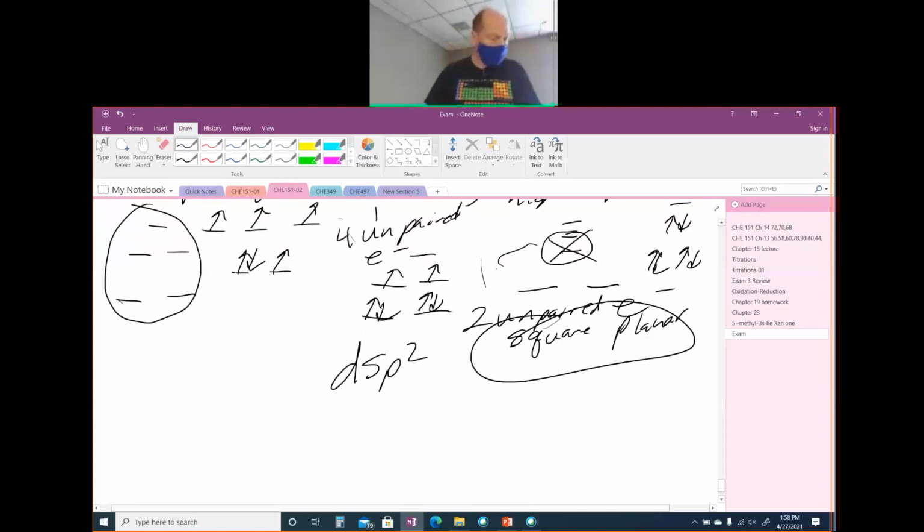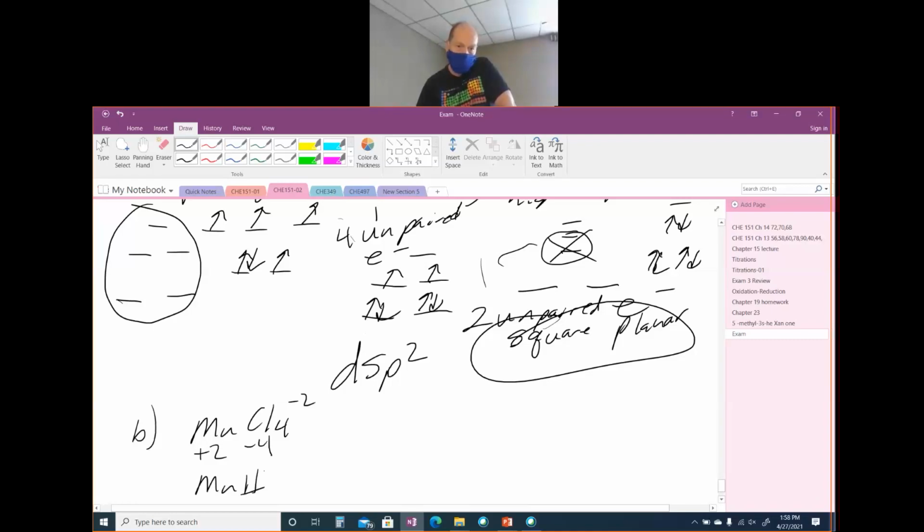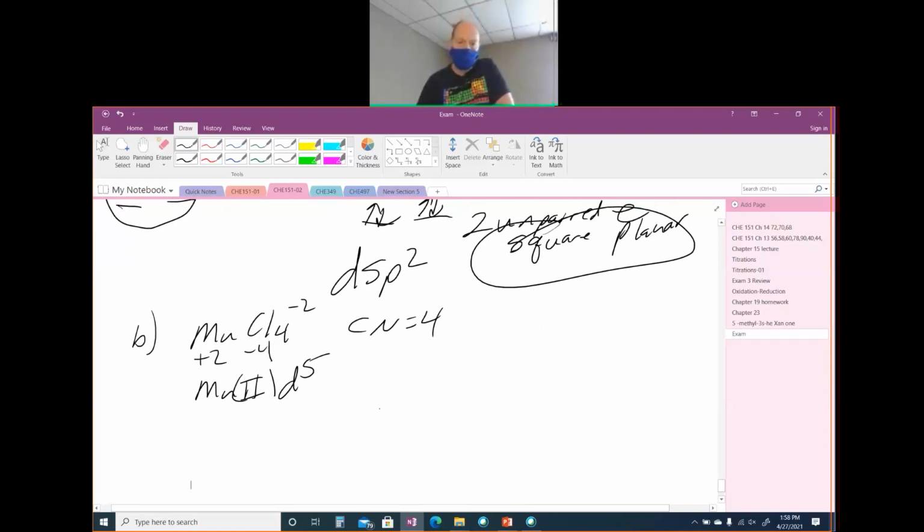All right, MnCl4 minus 2. Part B. That's minus 4, that's plus 2 to give an overall of minus 2. Mn plus 2, the number on top is a 7, so Mn2 is D5. Coordination number is 4. All right, and so we put in our D5, and we have our choice.